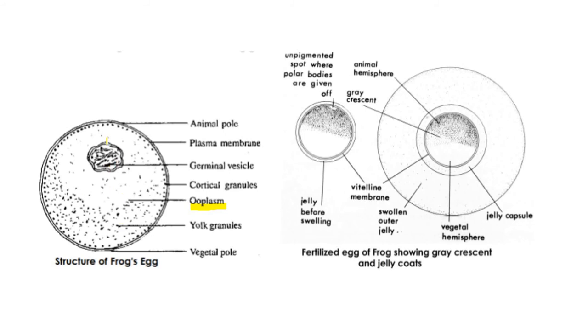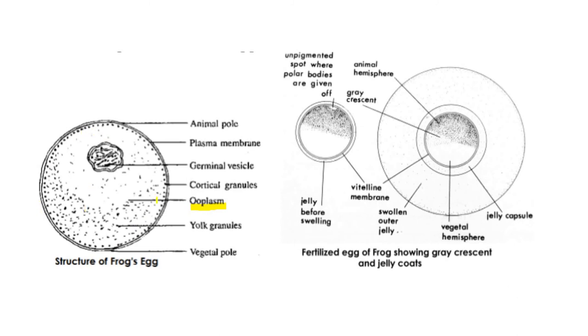The animal hemisphere consists of the germinal vesicle. Why is it called germinal vesicle? Because in the egg, the nucleus is very large, and inside the nucleus is the nuclear sap, okay. The nuclear sap consists of a haploid set of maternal chromosomes. So the nucleus is very large and vesicular, so it is called germinal vesicle.